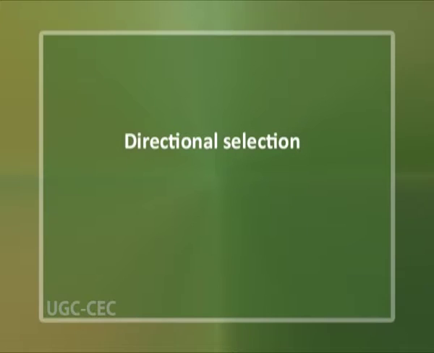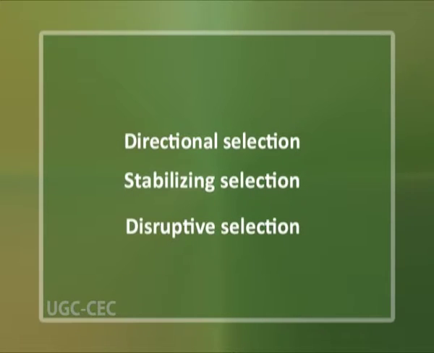Natural selection can alter the frequency of heritable traits in three ways. These three ways of natural selection are: number 1, directional selection; number 2, stabilizing selection; number 3, disruptive selection. Let us discuss all three of them one by one.